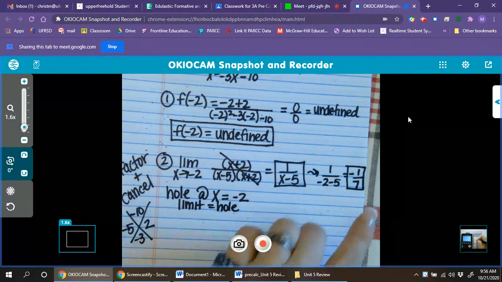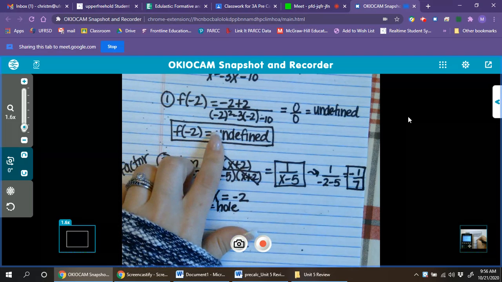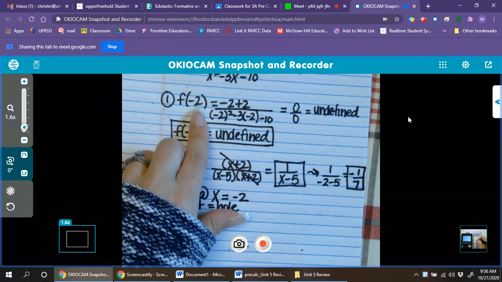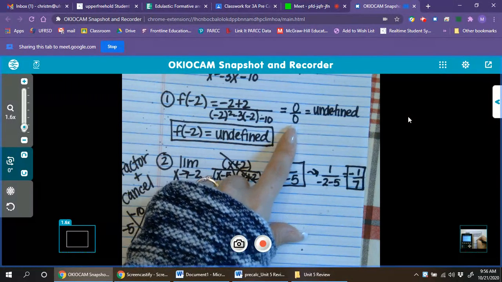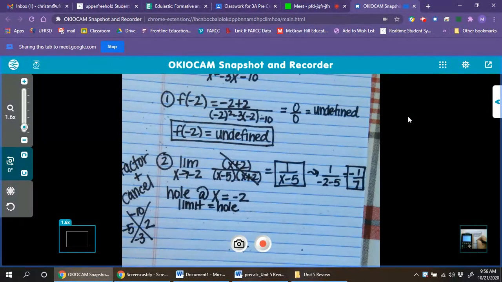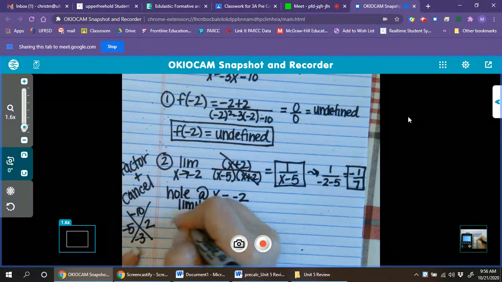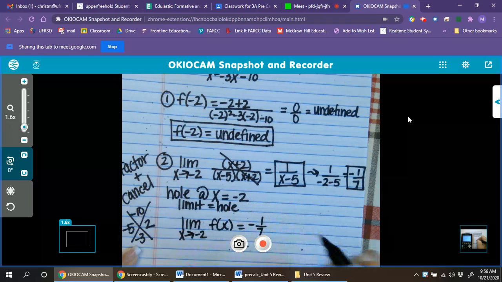So this is the reason right here of why I don't want you factoring and canceling until step 2. Because if you factored and canceled and then plugged this in to step 1, you would have gotten out a value. And that would not have been true because on the graph, there would have been an open circle there. And you need a closed circle to evaluate. Okay, so the limit here is -1/7.